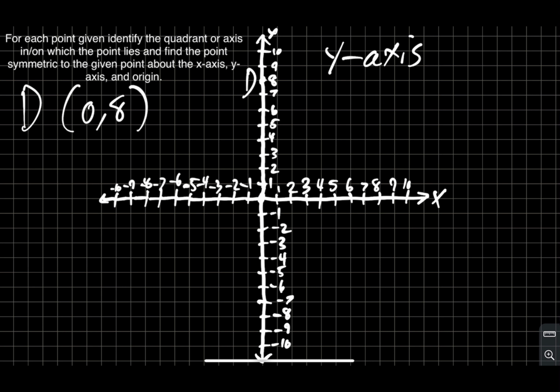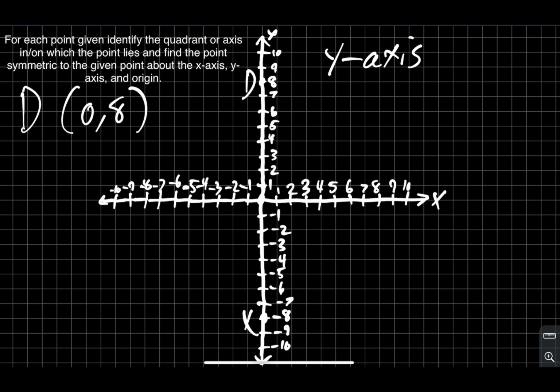Now, if we want to find a point symmetric to D about the x-axis, we're going to call this point X. We need to change that y value because we're moving down. So it's going to be 0, which is going to remain the same, and then 8 is going to turn into negative 8. So your point is going to be right here for point X.